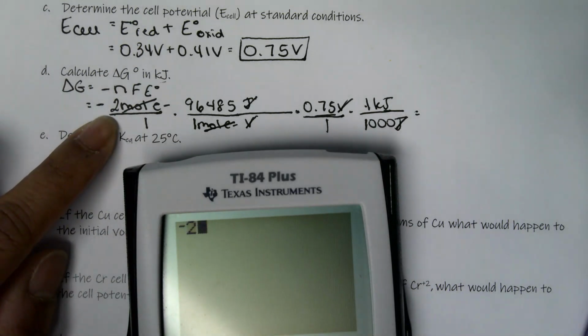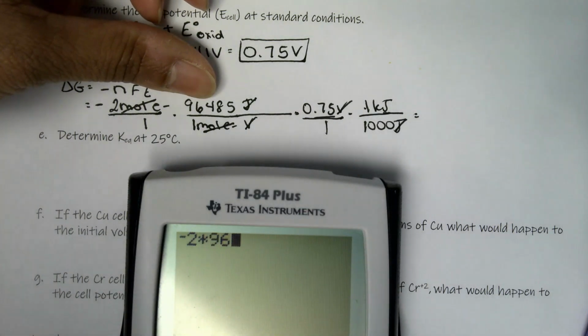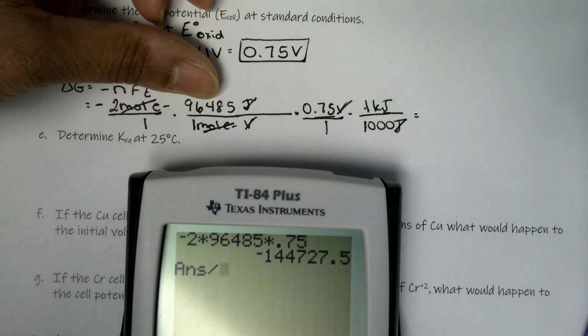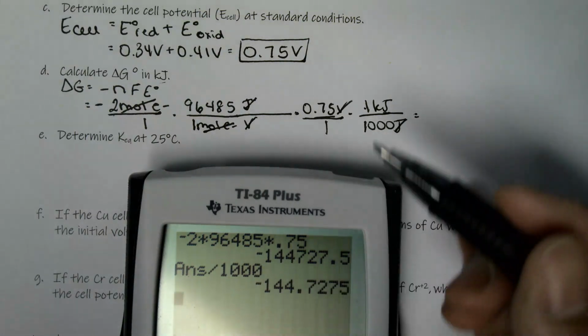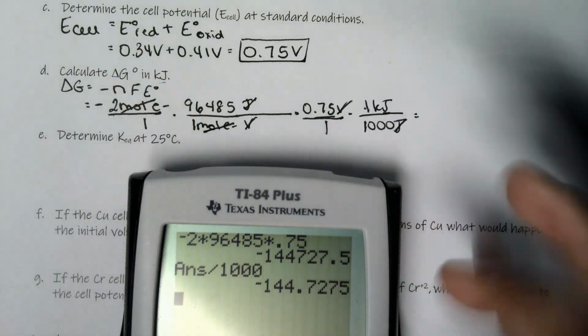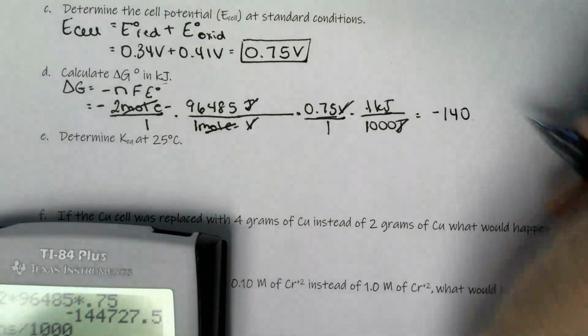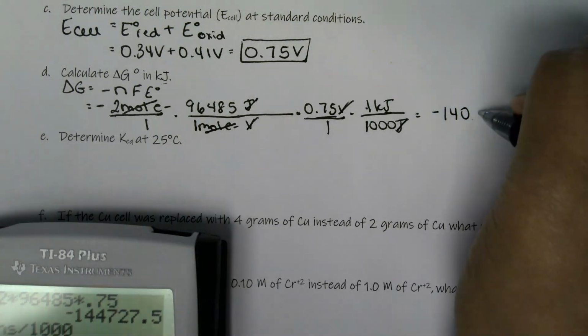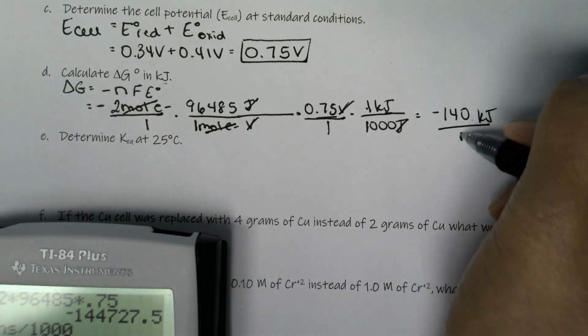So negative 2 times 96485 times 0.75 divided by 1,000 equals -144. If I need to have 2 sig figs from there, I have -140, no decimal point in there. And that's going to be kilojoules. Technically, because it's delta G, it's kilojoules per mole.